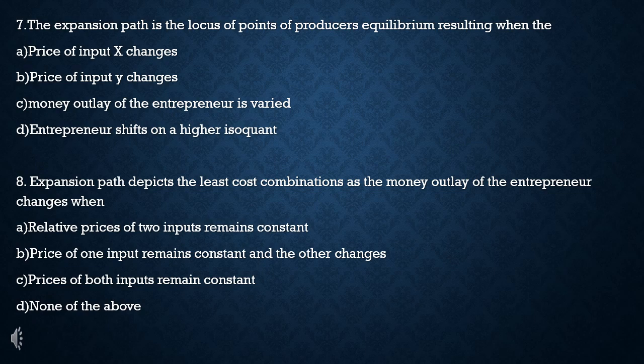input X changes, price of input Y changes, money outlay of the entrepreneur is varied, entrepreneur shifts on a higher isoquant. Question number 8. Expansion path depicts the least cost combination as the money outlay of the entrepreneur changes when relative prices of two inputs remain constant, price of one input remains constant and the other changes, prices of both inputs remain constant, none of the above.